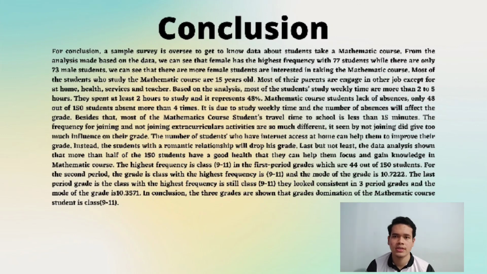The highest frequency is class 9 to 11 in the first grade, which is 44 out of 150 students. For the second period, the class with the highest frequency is 9 to 11 and the mode of the grade is 10.7222. In the last period grade, the class with the highest frequency is still class 9 to 11. They look consistent in the 3 period grades and the mode of the grade is 10.3571.